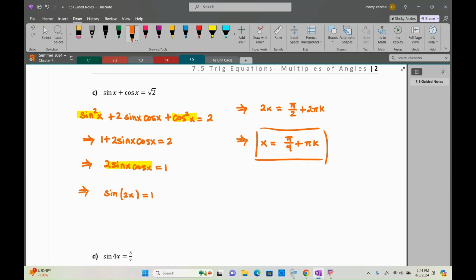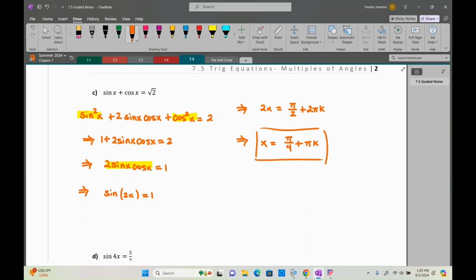Now, here's the thing. Whenever you square both sides of an equation, there is a possibility that you can end up with what we call extraneous solutions. And what I'm trying to get at here is I don't think that these are all necessarily solutions to this equation. And there's a couple ways we could check this.